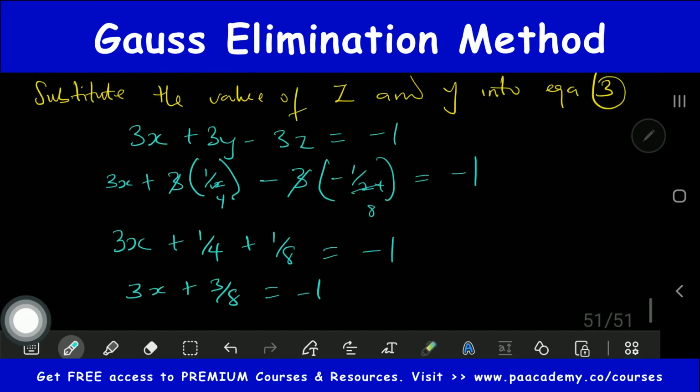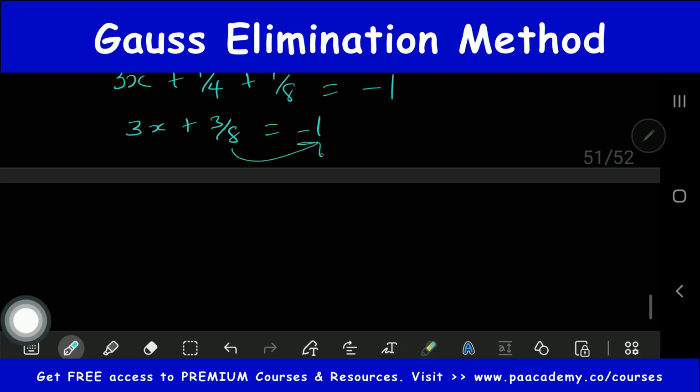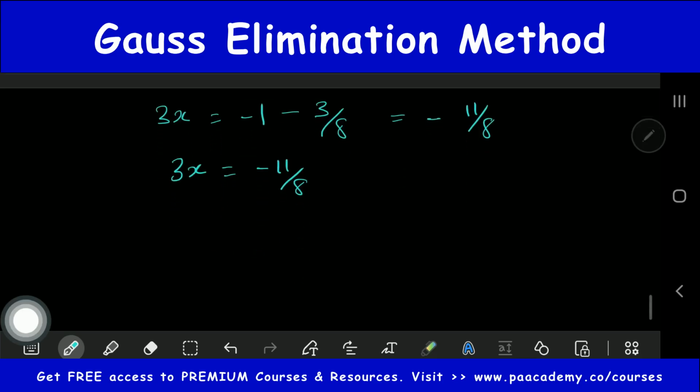So we are going to be having plus 3 over 8 equals minus 1. What I want to just do here is bring this to the other side of the equals sign. So we are going to be having 3x equals minus 1 minus 3 over 8. If you do this, that's going to give us minus 11 over 8. So that means we are having our 3x equal to minus 11 over 8. So we can divide both sides by 3.